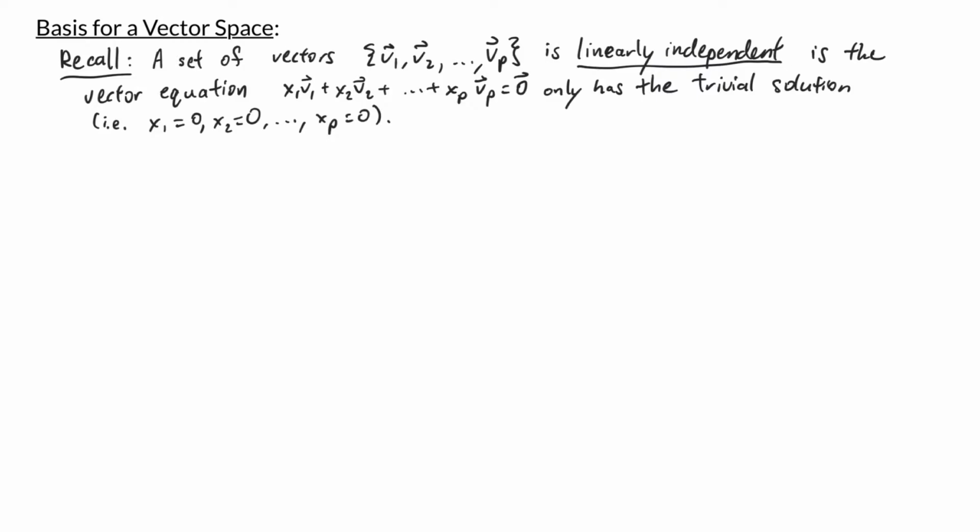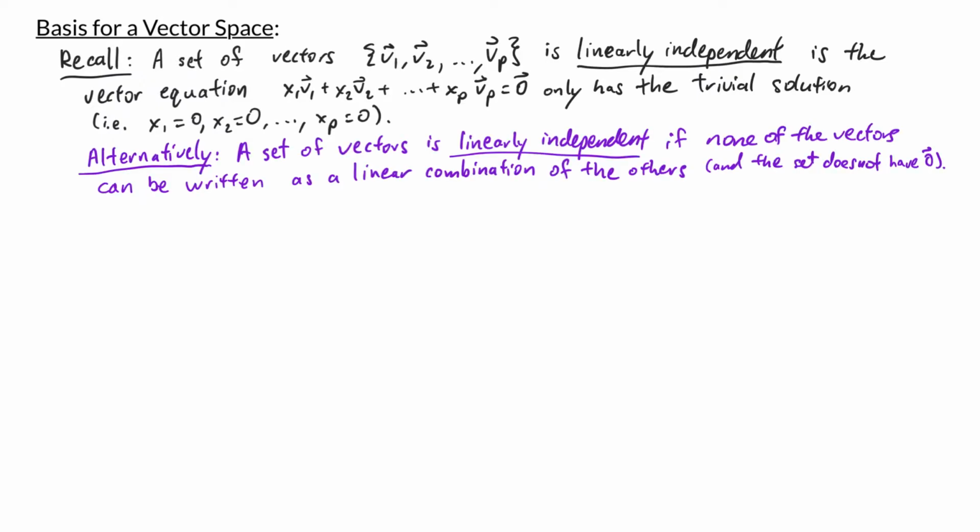In this video, I'll give a quick refresher on linearly independent sets, and then we'll talk about bases for vector spaces. So let's remember that a set v1 through vp of vectors is linearly independent if the equation x1v1 plus x2v2 summed up through xpvp equals the zero vector only has the trivial solution. Another way we can think about this is that a set of vectors is linearly independent if none of the vectors can be written as a linear combination of the others.